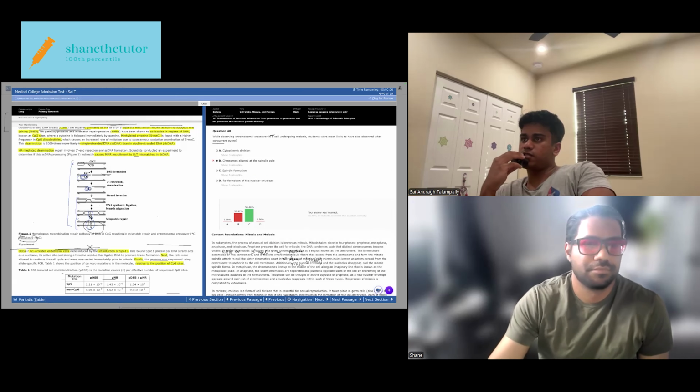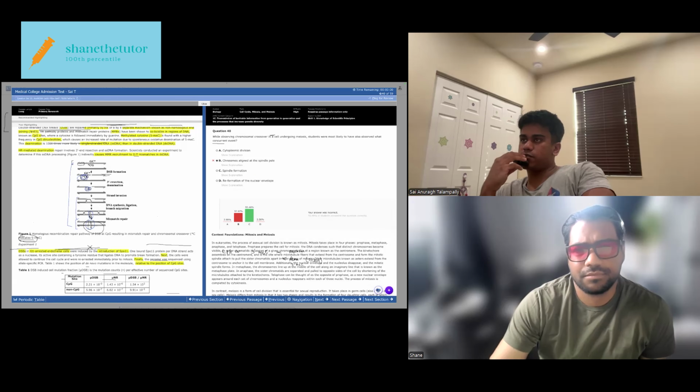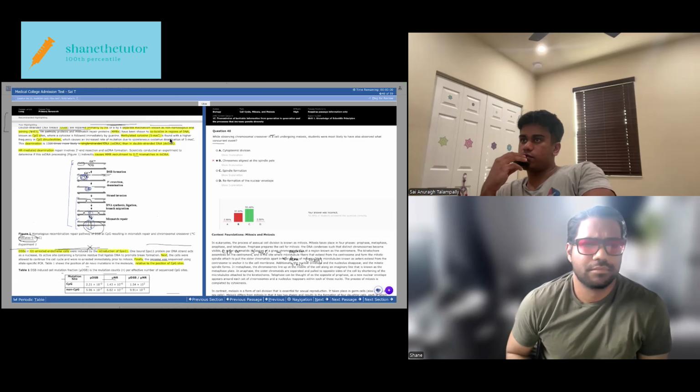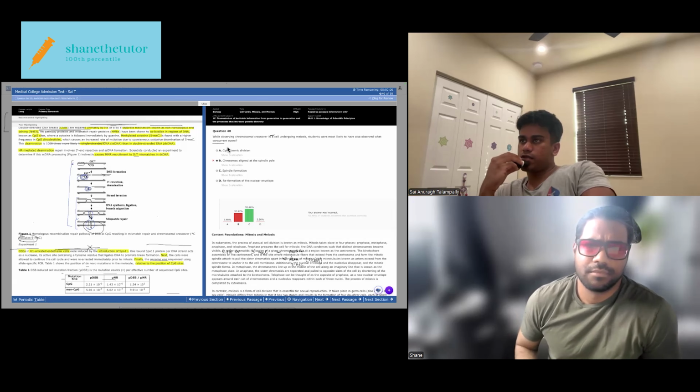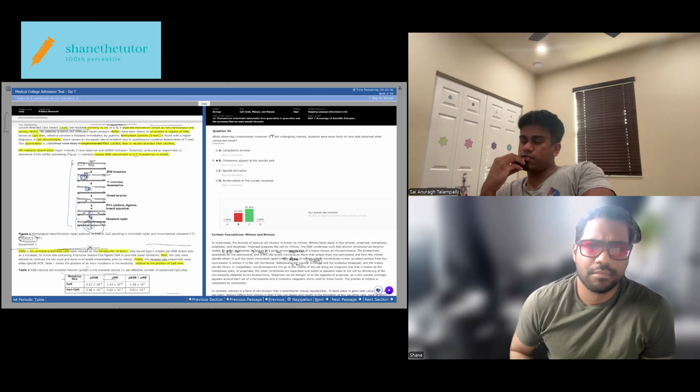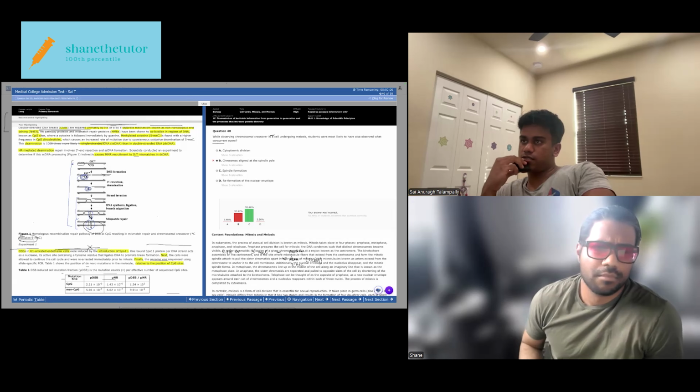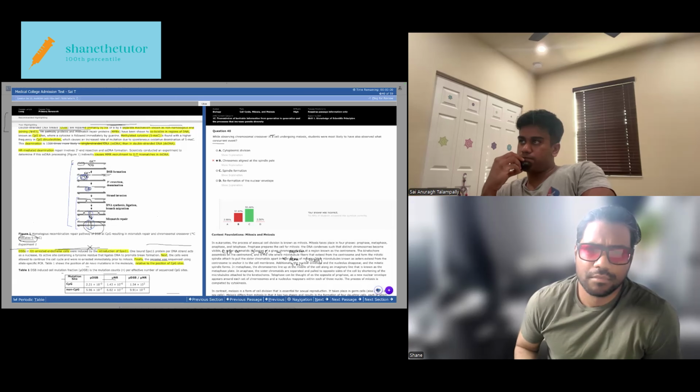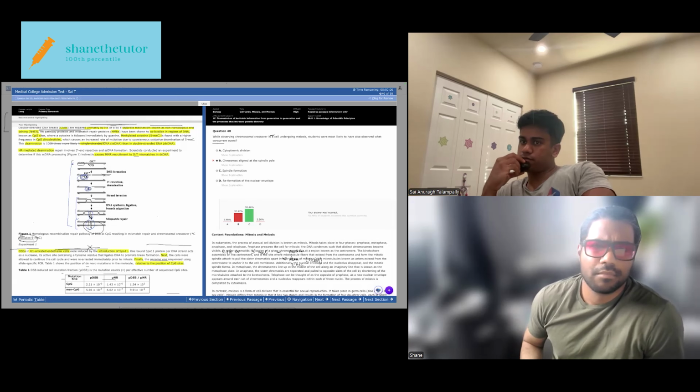Yes, this was a silly mistake. When observing chromosome crossover in meiosis, students were more likely to have observed what concurrent event? Crossover, yeah, because that's during prophase. It's not really at metaphase yet. So yeah, spindle formation. That makes sense.